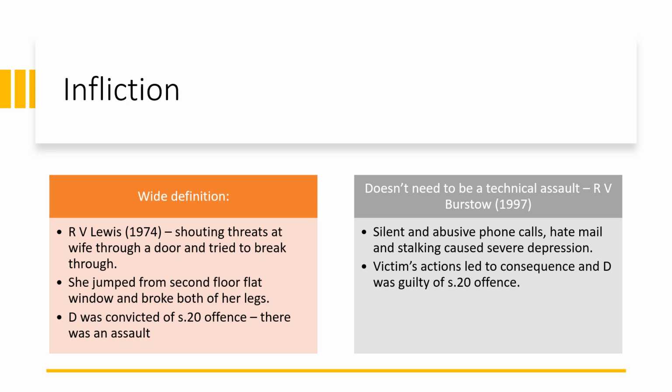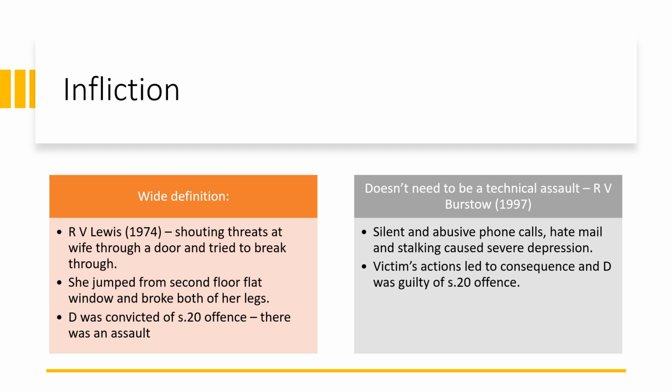So the infliction has a wide definition initially, so from Lewis in 1974, the defendant shouted threats at his wife through a door, tried to break through. Now she jumped from a second floor flat window and broke both of her legs. And the defendant was convicted of a Section 20 offence. Now there was an assault and therefore the causation of the GBH.